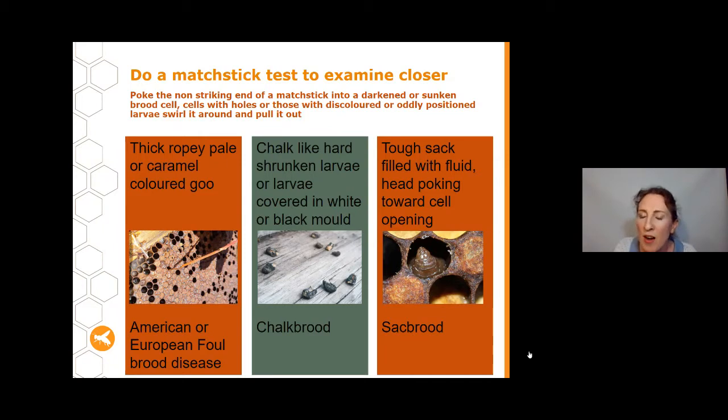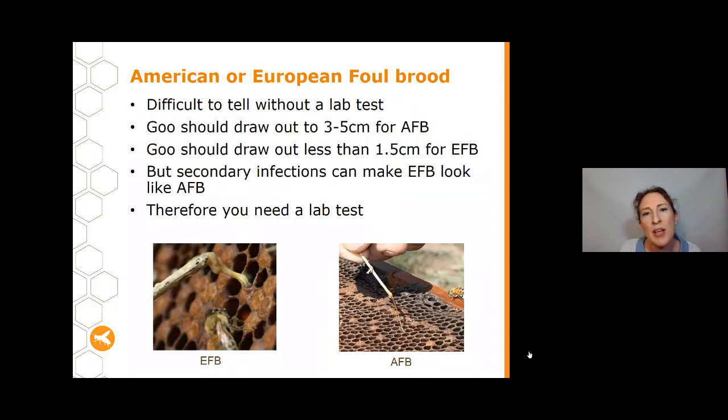If they're not lying on their side, if they're twisted or have the head poking up, that's a disease sign, and it often means that you have sac brood. Now we're going to talk in a bit more detail about these diseases, and we're going to start with the foulbroods. There's two types, American and European foulbrood, that are quite common, and it can be really difficult to tell the difference between these two types of foulbrood without a lab test.